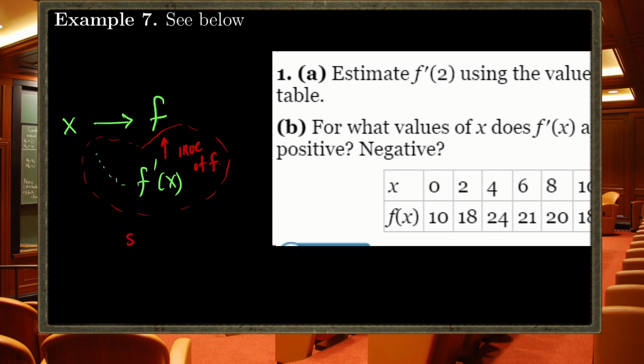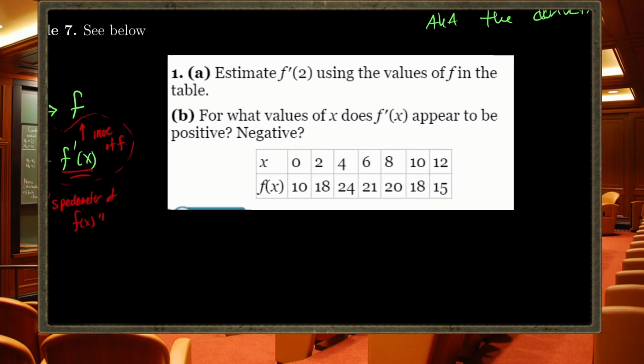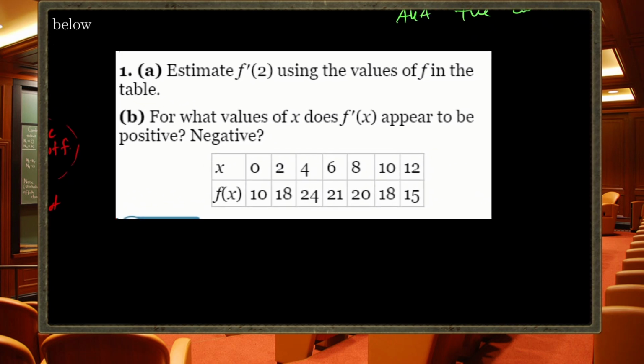We can think of it as the speedometer of f of x. That's what f prime is. Okay, the speedometer of f of x. So with that being said, let's explore a bit through this example. We're given a table of values, so we're going to look at this from the numerical perspective, and it's asking us to estimate f prime of 2 using the values in the table. So f prime of 2 means at x equals 2, which would be right here.